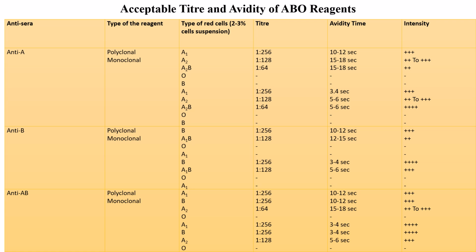For anti-AB, the polyclonal with A1 cell will show a titer of 256. With B cells, again 256, and with A2 cell, 1 in 64, with a time of 10 to 12 seconds for A1 and B and 15 to 18 seconds for A2. The reaction is 3 plus for A1 and B cells, and for A2 it will show 2 plus to 3 plus. For monoclonal, A1 cells will show a 256 titer, for B cell again 1 in 256, with a time of 3 to 4 seconds and a reaction of 4 plus. For A2 cell, 128 will be the titer, and it will take 5 to 6 seconds, and the intensity of the reaction is 3 plus.